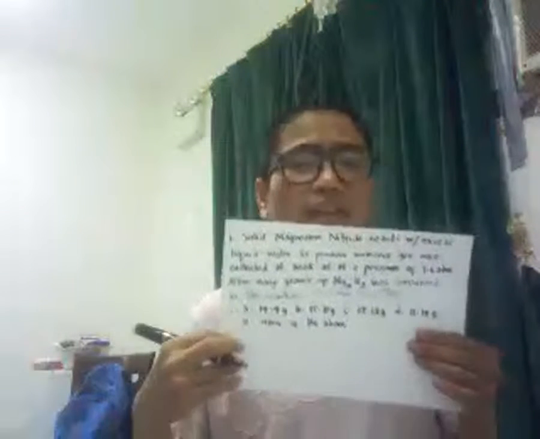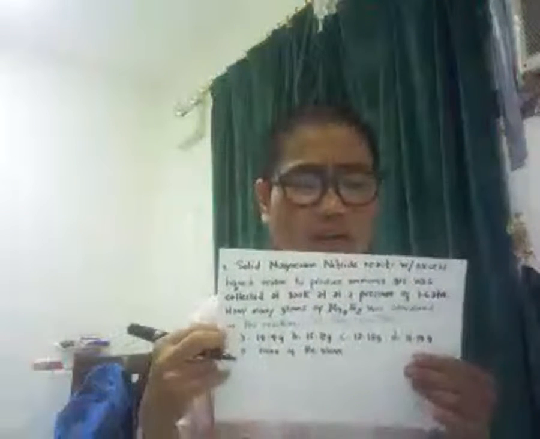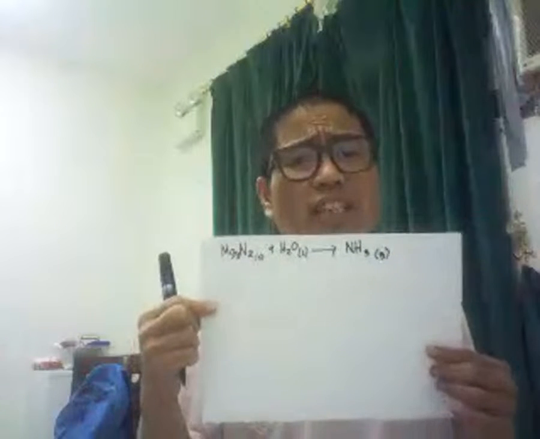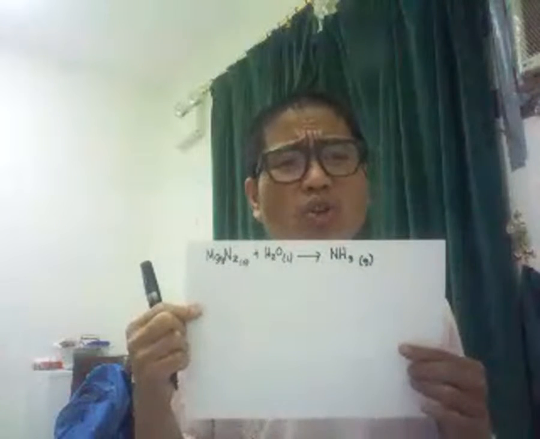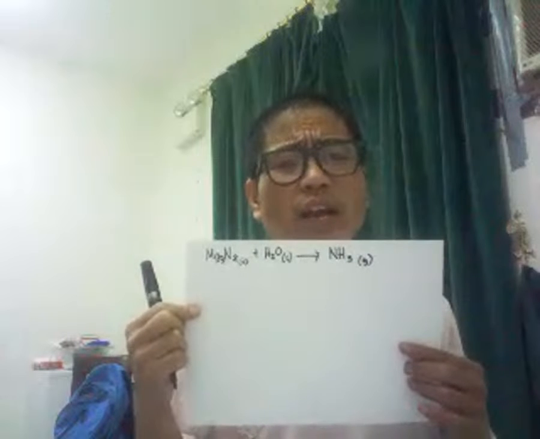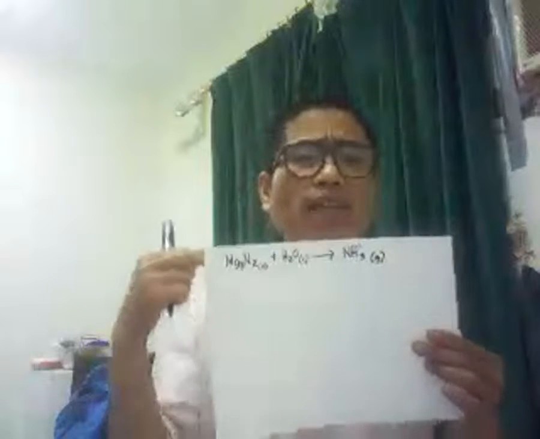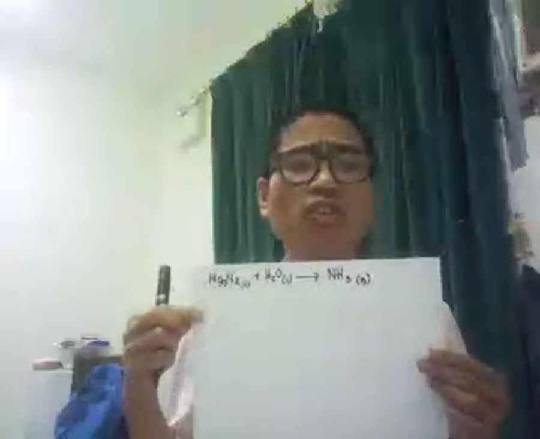Class, look at the problem. It's given only the one product, which is ammonia, and we will be the one to produce the other product. Because class, this is a hydrolysis reaction. Hydrolysis, meaning the reaction of water. Reaction of water produces gas. Or aside from hydrolysis reaction, this is also a double displacement reaction.